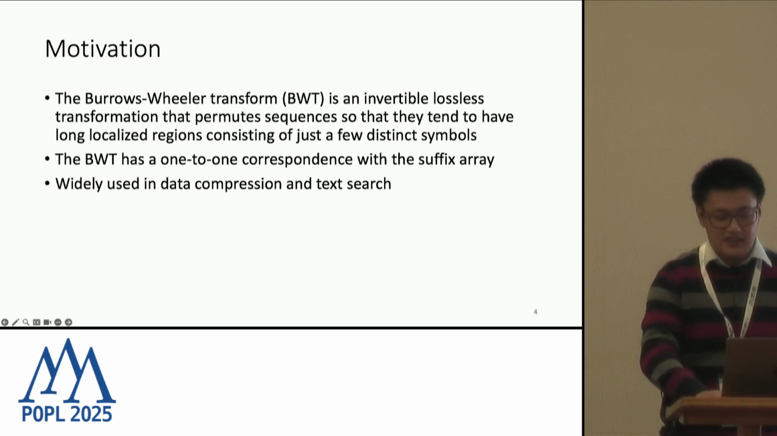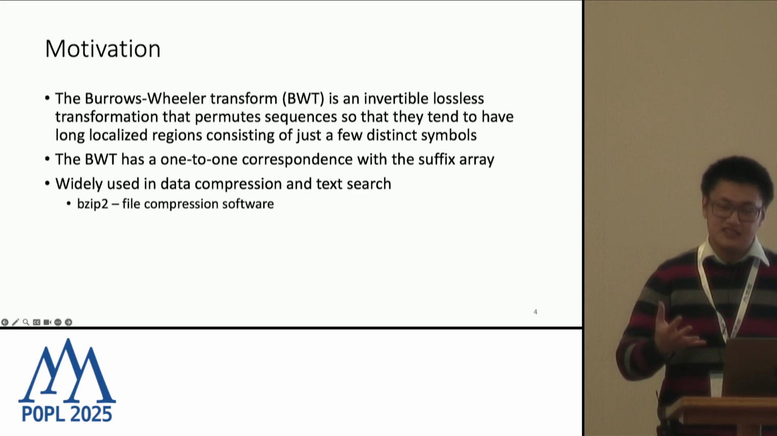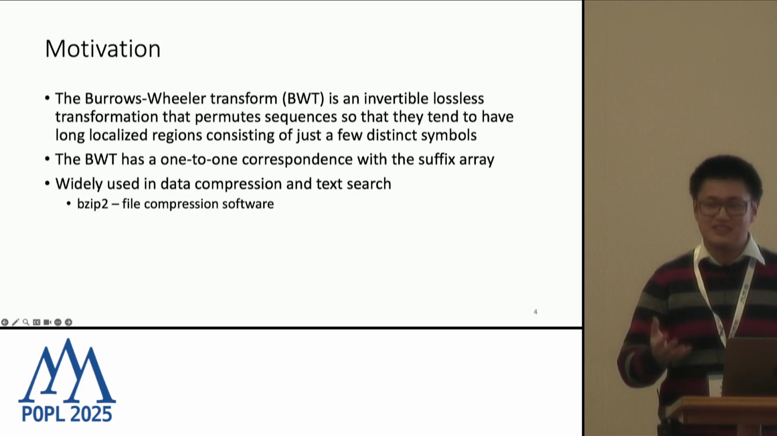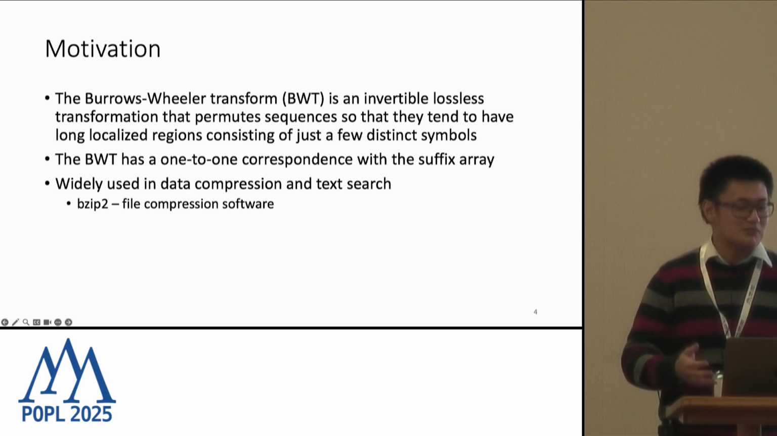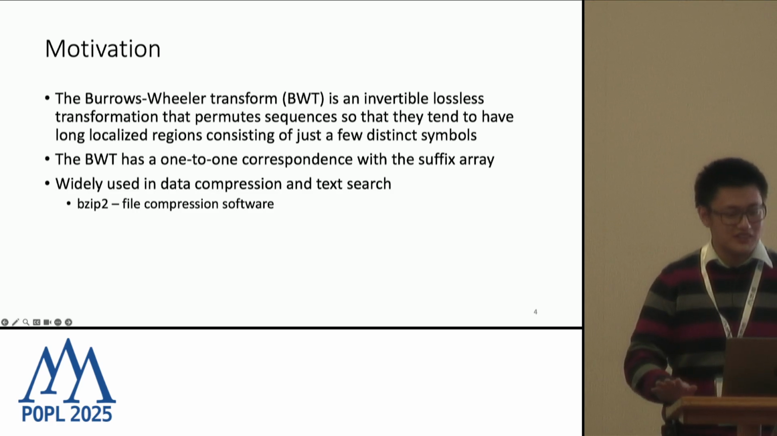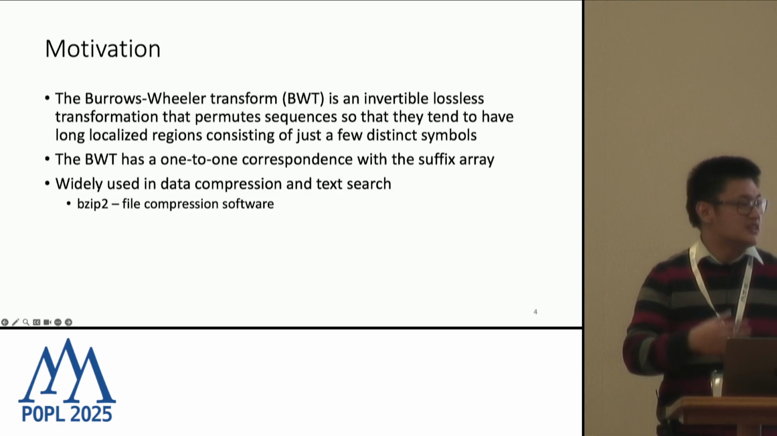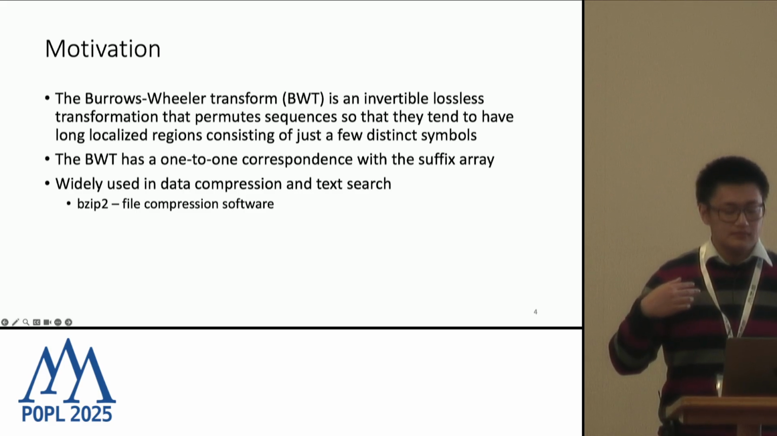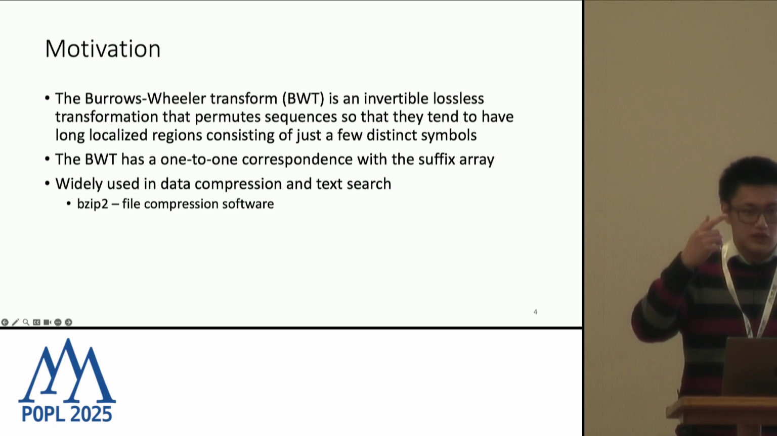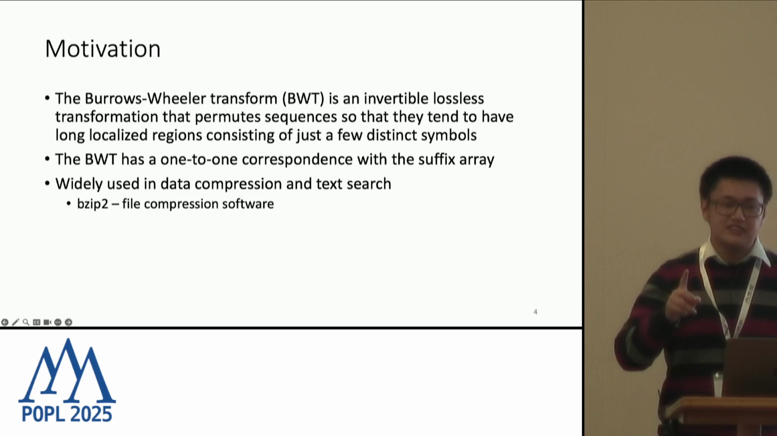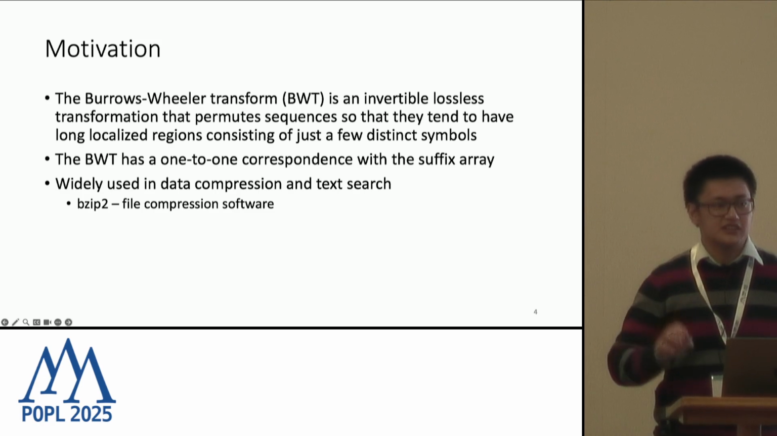Because of these two, it is widely used in data compression and also text search. Maybe you might have heard of some of these examples, maybe not, but here's one such example, which is bzip2, one of the standard file compression software on most computers. Essentially what it uses the BWT for is as one phase to boost the compressibility of the data.